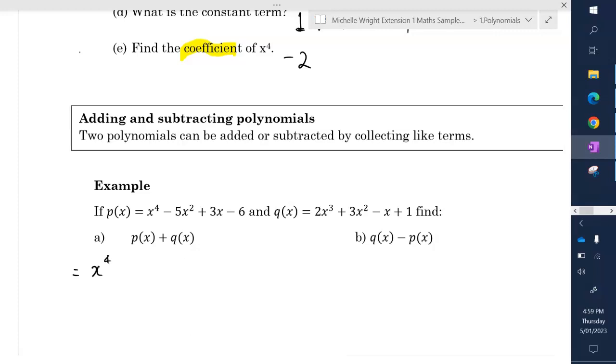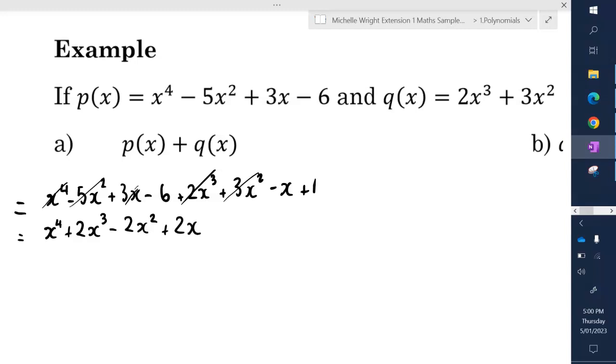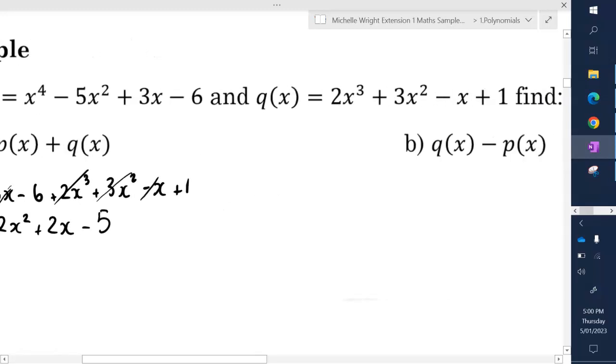If you would like to pause the video, I've just written all those terms down there, and now we're just going to collect like terms. We have 1x to the 4th. Let's look at x to the cube next, or x to the power of 3. I've only got one of those, plus 2x to the power of 3. X squared, I've got -5 plus 3, so I've got -2x squared, plus 3x minus x is going to be plus 2x, so I'll cross those out as well. And I've got -6 plus 1 will give me -5. That is my answer for p of x plus q of x.